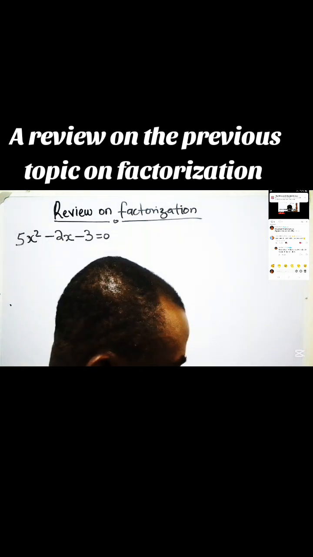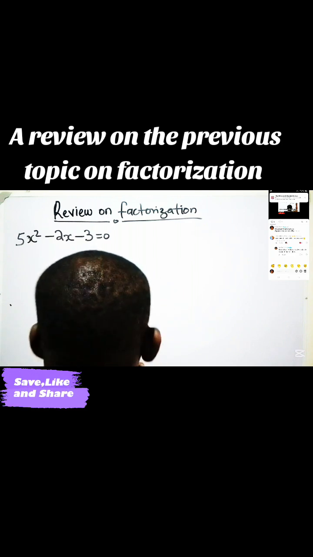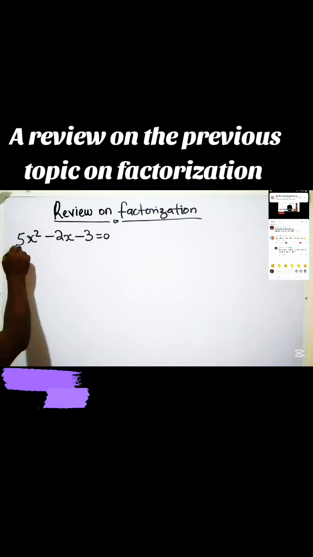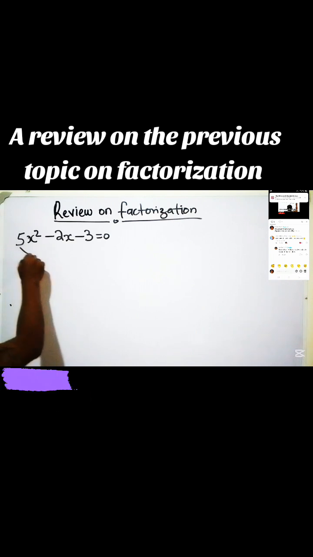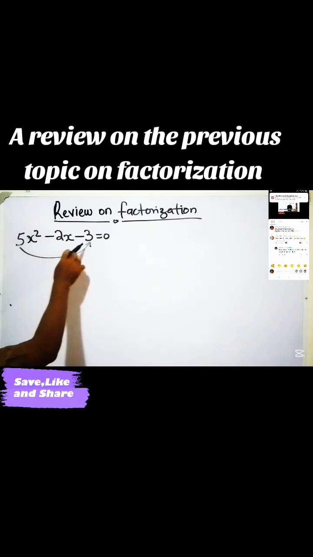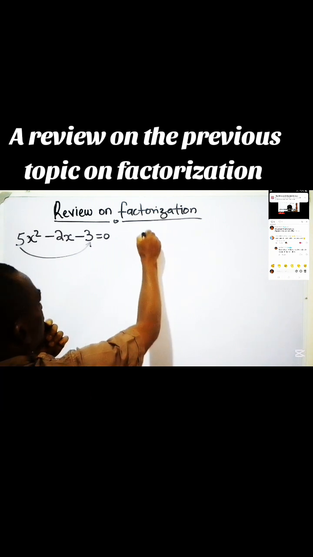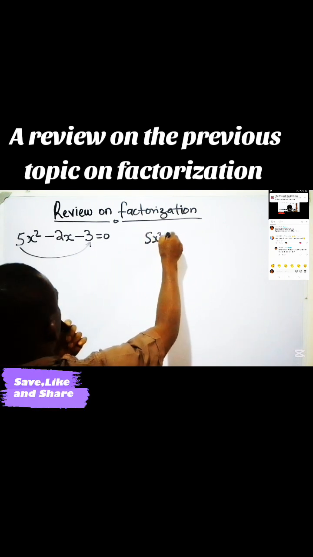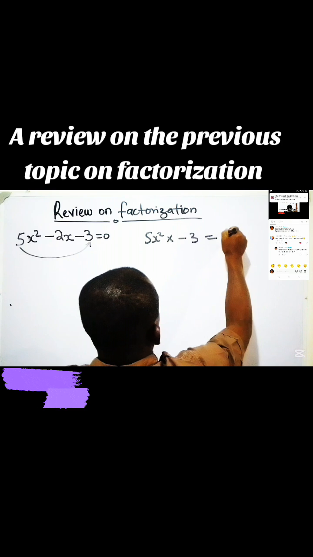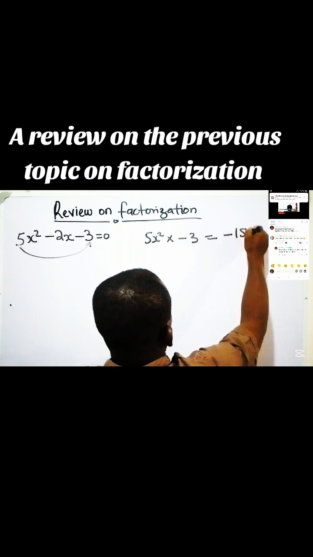If you don't want to test it, you can go ahead and factorize. Now, the first step is to multiply this 5x square by the constant minus 3, which will give you 5x square times minus 3, which is minus 15x square.